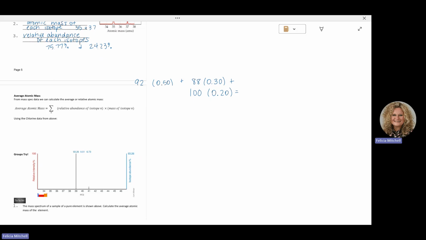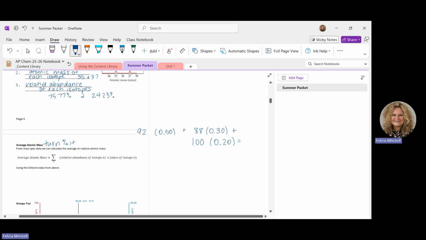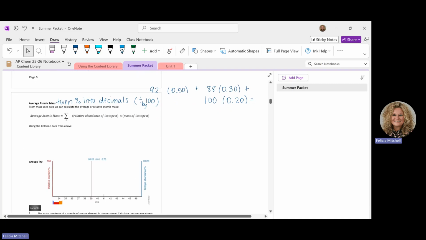But notice I turned those percents into decimals. So you must turn your percents into decimals. How do you do that? You divide them by 100. By 100. Okay. And if you didn't know that, you got to be careful about that. I'm going to show you one in a minute where it's kind of tricky.